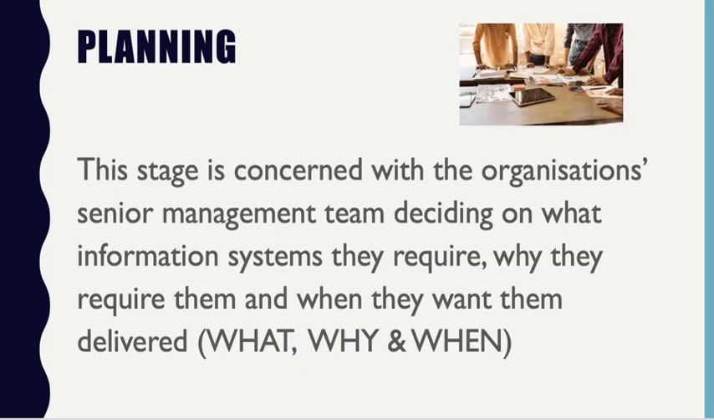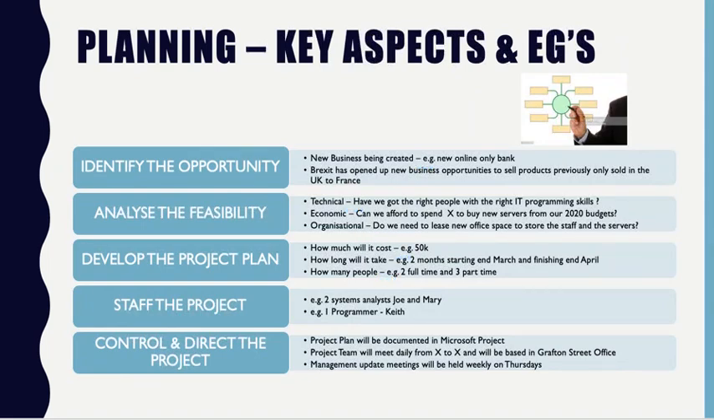Planning. This stage is concerned with the organisation's senior management team deciding on what information systems they require, why they require them, and when they need them delivered. So what, why, and when. So let's take a look at the 5 key aspects of the planning phase.